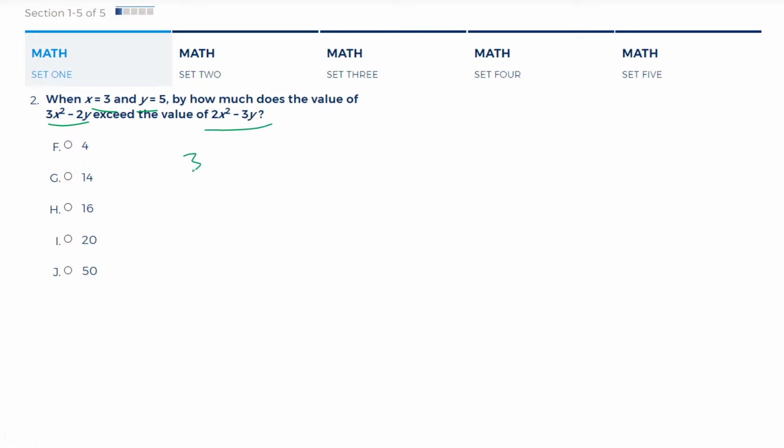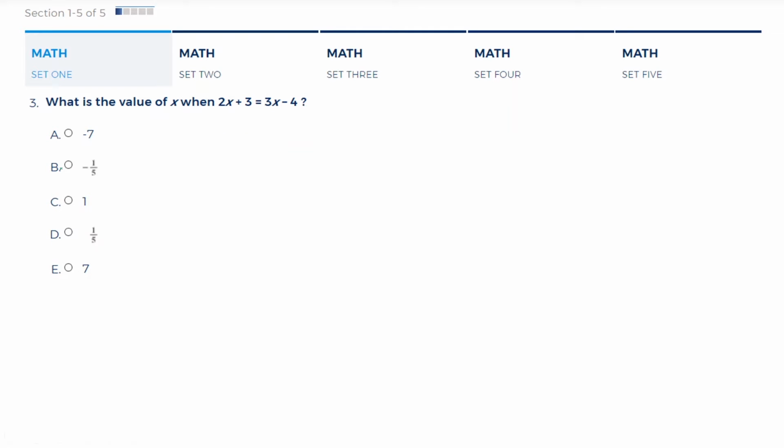Next. When x is equal to 3 and y is equal to 5, how much does the value exceed the value? Alright, so first of all, I'm going to do the subtraction. 3x squared minus 2y minus 2x squared plus 3y is equal to x squared plus y. Now it's time to plug it in, so it's 9 plus 5, 14. G. Next. What is the value of x? Alright, so here x equals positive 7. E.